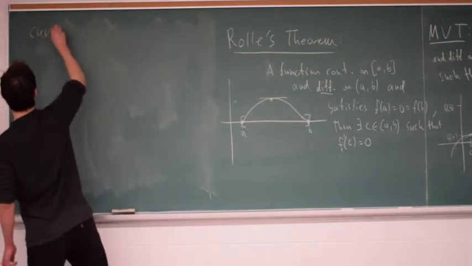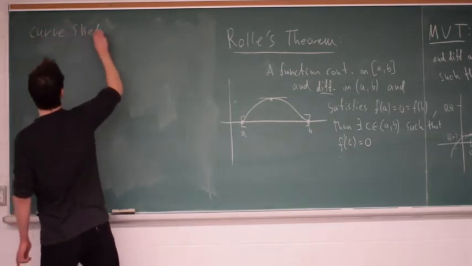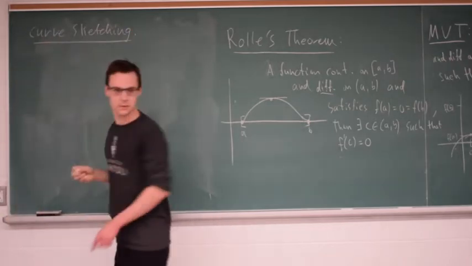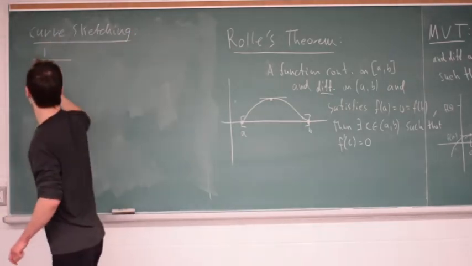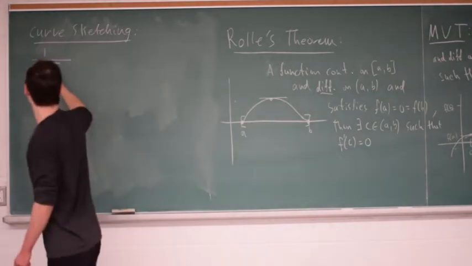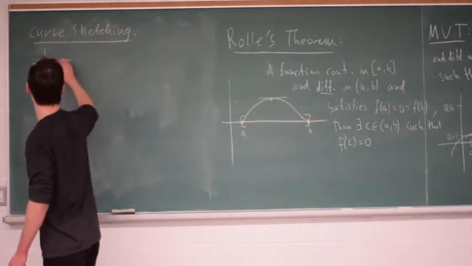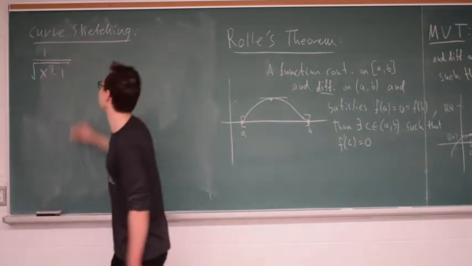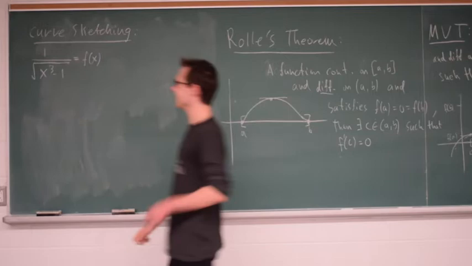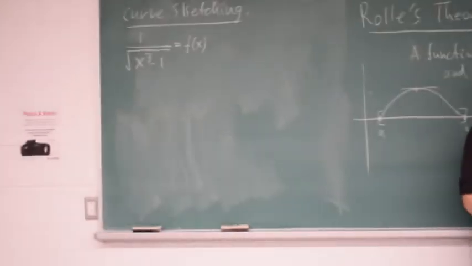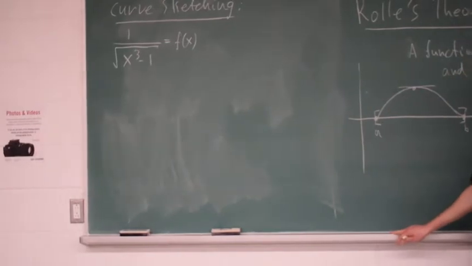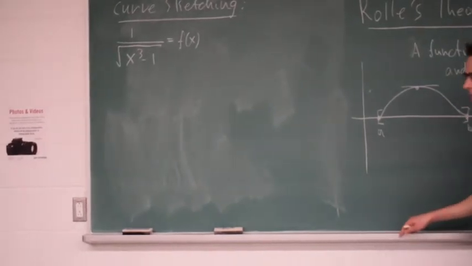So, curve sketching. Okay, what was your 1 over the square root of x cubed minus 1? Yikes. Okay, fine, let's do that. All right, so there we go. We have 1 over the square root of x cubed minus 1.